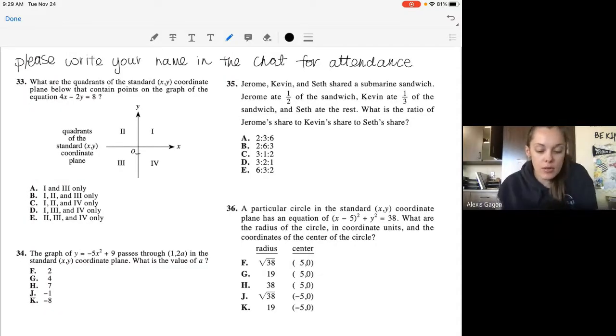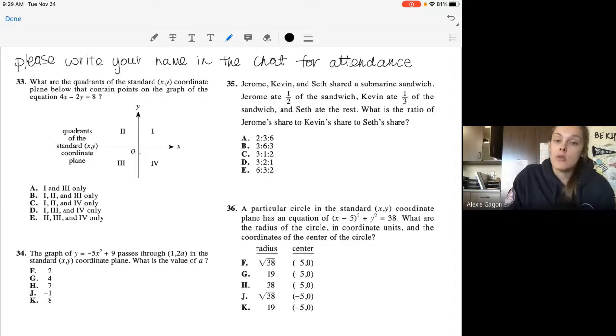Okay, so this first one, it's asking what are the quadrants in the standard XY coordinate plane below that contain points on the graph of 4x minus 2y equals 8. So these quadrants, once we get into calculus, or not calculus, you'll talk about it in calculus too, but once we get into trig, we will talk a little bit more about these.